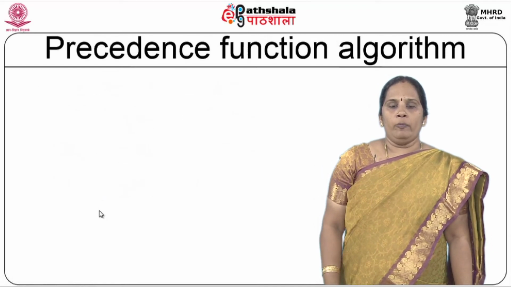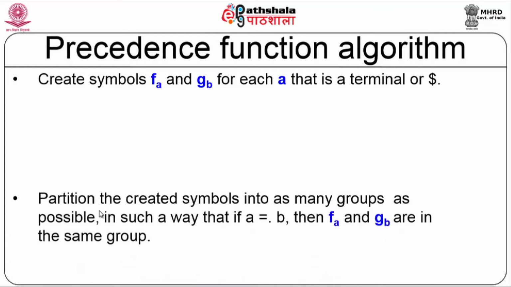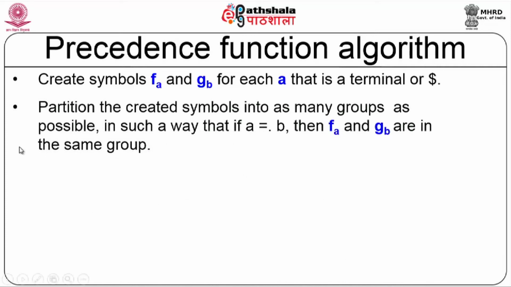Now, this is the algorithm. Create symbols fa and gb for each a that is a terminal or dollar. This is done even for dollar because dollar is the end marker for the input. Then partition the created symbols into as many groups as possible in such a way that if a is equal to b, then fa and gb are in the same group.